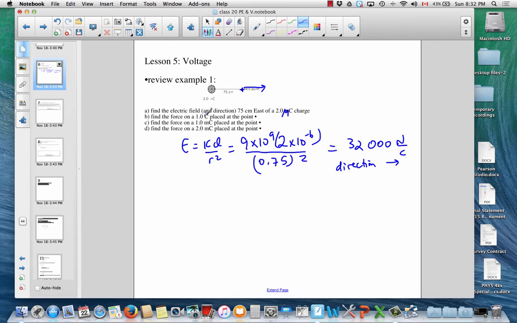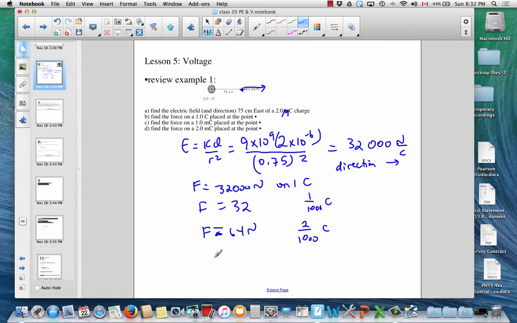Now, what would be the force if we put a 1 coulomb at that place? Well, this is 32,000 newtons for every coulomb, so with 1 coulomb, we would expect 32,000 newtons. Now, 1 coulomb is an astronomical amount of charge. What if we put 1 millicoulomb? Well, that's 1/1000th of a coulomb, so we would expect only 32 newtons, because there's 32,000 newtons for every coulomb. If we had 2 millicoulombs, twice as much, we would expect a force of 64 newtons.